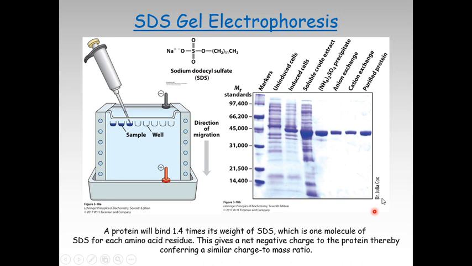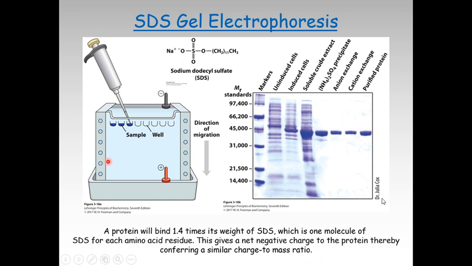SDS electrophoresis is a very important technique, and in this technique, electrophoresis of proteins is carried out in gels. As I said before, it's a cross-linked polymer of polyacrylamide. These gels act as a molecular sieve, slowing the migration of proteins approximately in proportion to their charge to mass ratio. Migration of these proteins may also be affected by their shape.